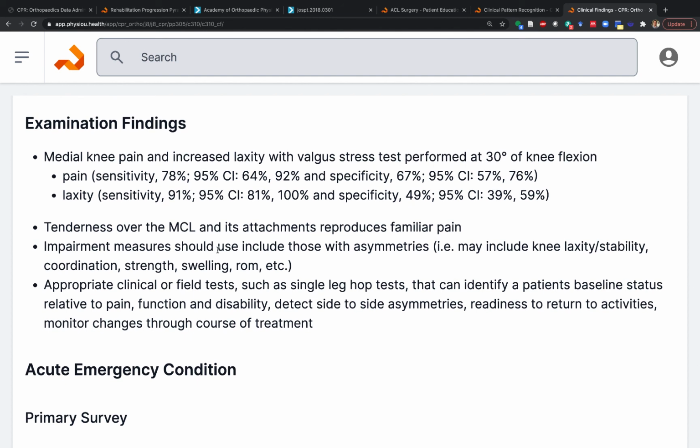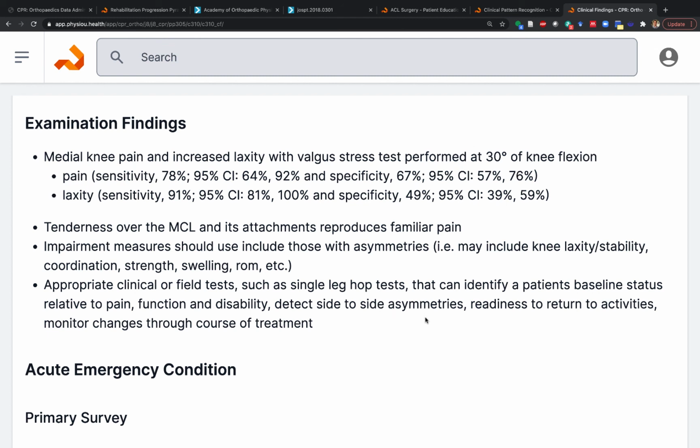Whenever we do a valgus stress test, we often will do the uninvolved side first to get a sense of what is the normal stability or laxity of the uninvolved compared to the involved. Just like all the other ligamentous conditions we talked about, when it is appropriate, it's valuable to look at functional tests that allow you to really see whether the instability, the poor coordination, the impairment or tear causes some true functional limitations, and to be able to detect side-to-side asymmetries.